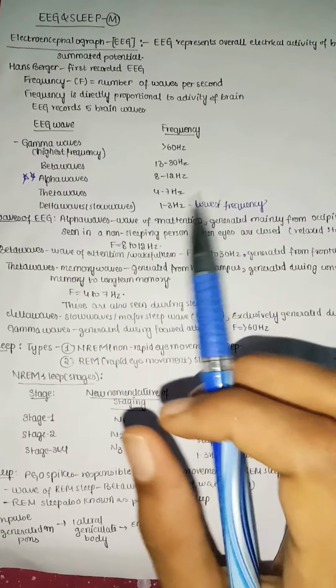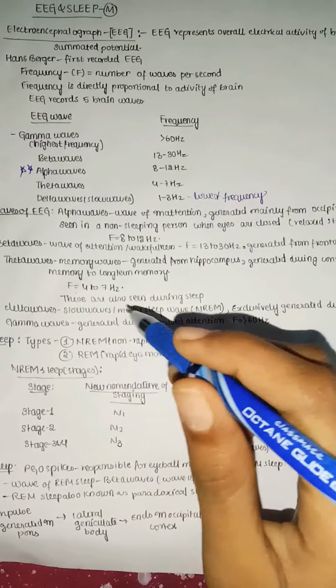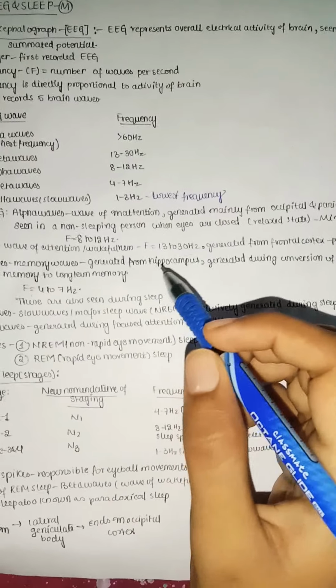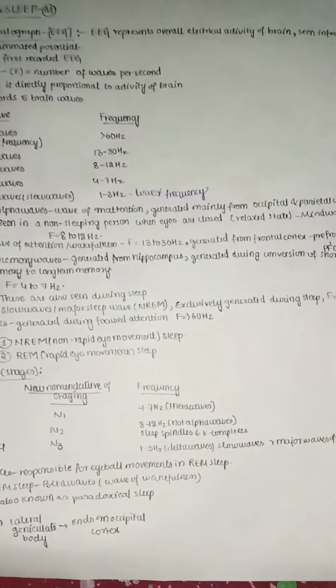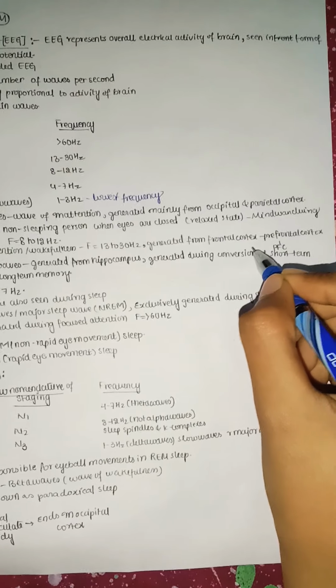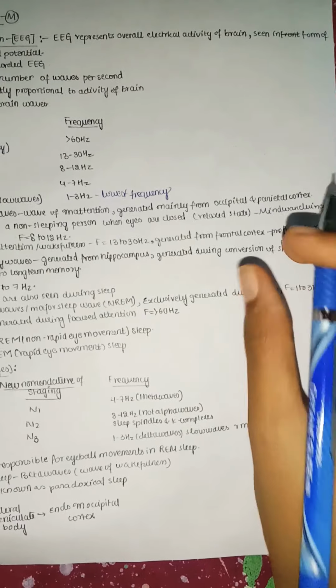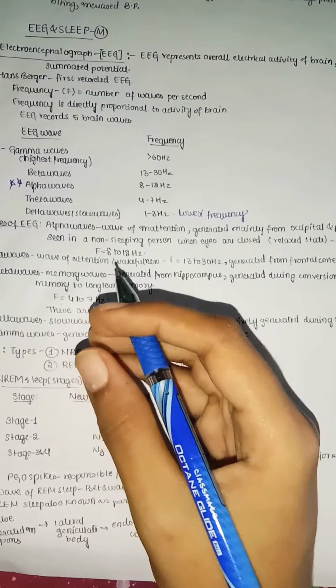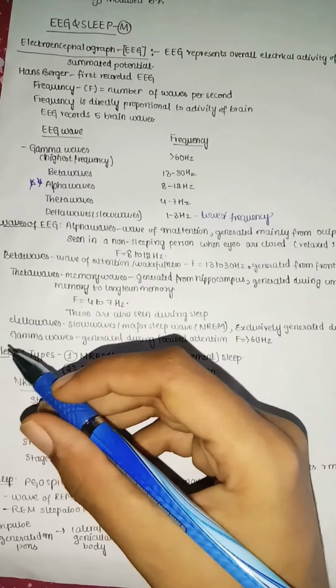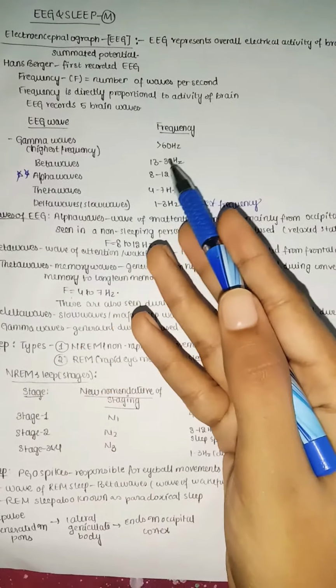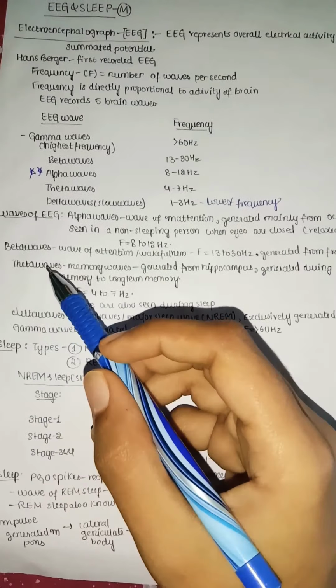So if you have a lot of attention now, if you're listening to this video with attention, that is a beta wave, and the frequency is 13 to 30 Hz, and it is mainly generated from the frontal cortex, that is the prefrontal cortex. So mainly prefrontal cortex, your brain is having attention now, that is a beta wave, and the frequency already discussed, 13 to 30 Hz.